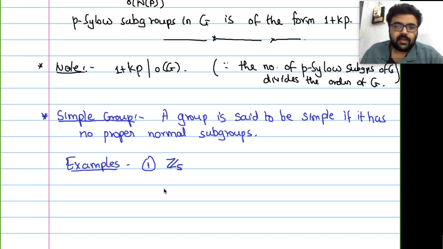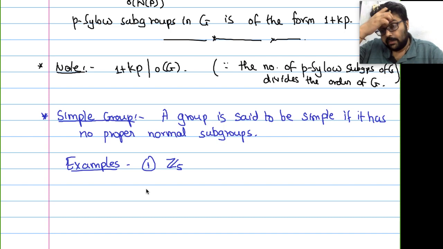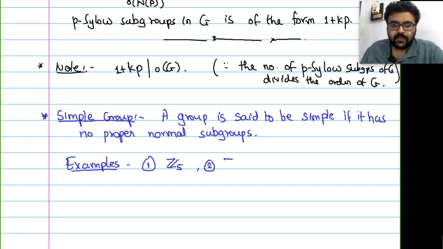What are the subgroups of Z5? The order of a subgroup divides the order of the group, so it should divide 5. So the order of a subgroup can be either 1, which is the identity, or 5, which is Z5 itself. So there is no proper subgroup, then there is no question of a proper normal subgroup. So such examples can be given. You can take Z7 or Z11, something like this, which does not have any proper subgroup at all. So these are simple.